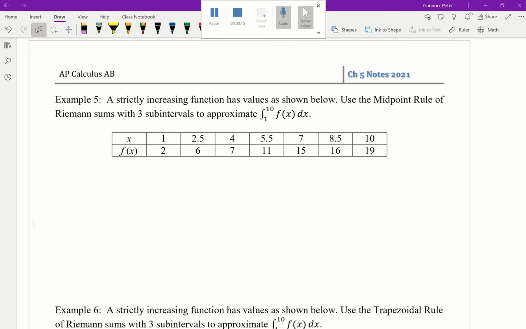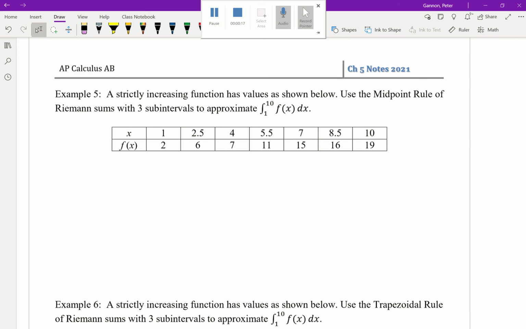So in this problem, we're given that there's a strictly increasing function, has values shown below. We want to use the midpoint rule of Riemann sums with 3 subintervals to approximate the integral from 1 to 10 of f of x dx. Now, in this problem, we're given a table.